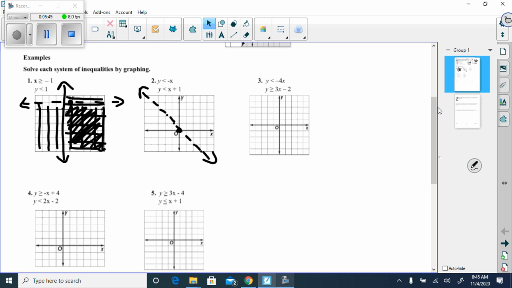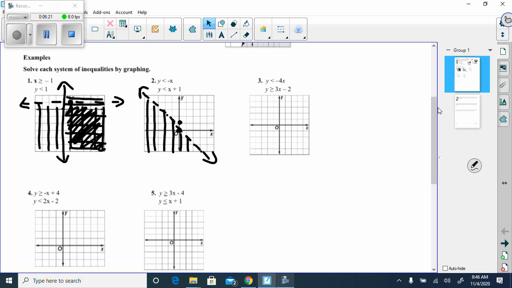Okay. And am I shading above or below that line? Below. Okay. Now I have to graph the second line. Where does it say that one starts? 1 on the y-axis, right? So don't go left or right 1, go up 1. So it starts right here.